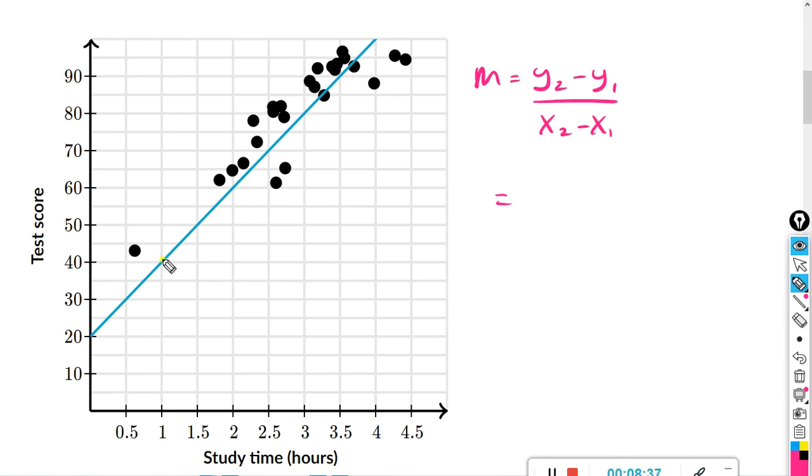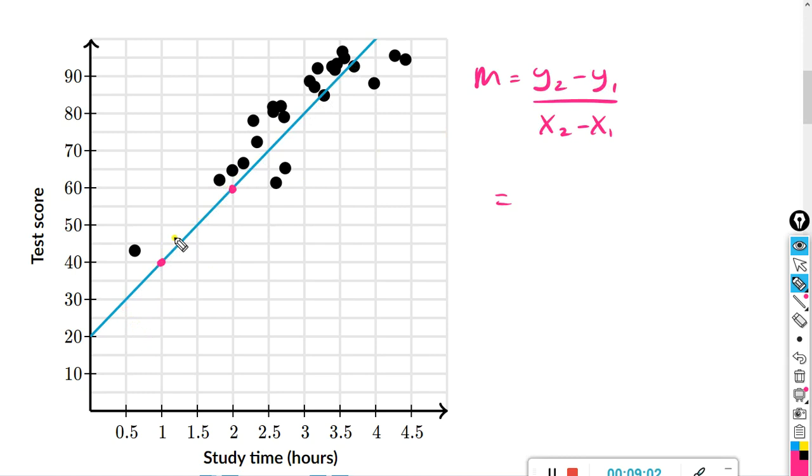So choose points. You could choose any points on the line, but I would choose points that are either far away, or, like I said, points that are right on the corners of the box if it's easier. Because it's a line, the slope throughout the line is consistent. It's the same slope.